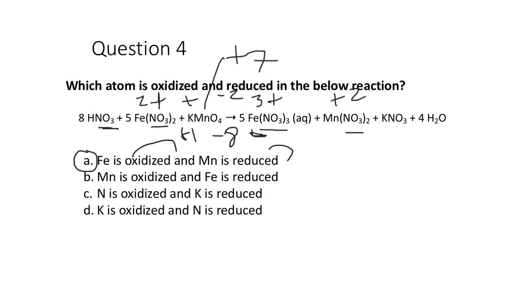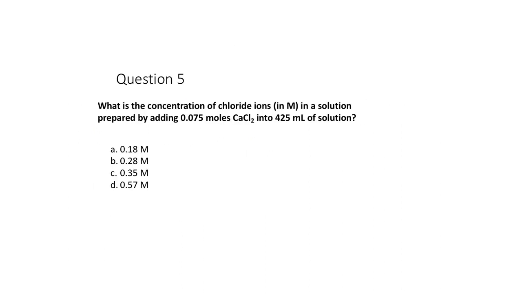Nitrogen's unchanged. The H's are unchanged, plus here, plus here. All the oxygens are -2. In every example here, all the O's are -2s. So none of the H's or O's are undergoing any change. Likewise, nitrogen in nitrate is not undergoing any change either.